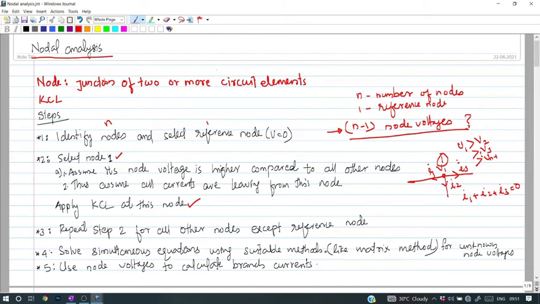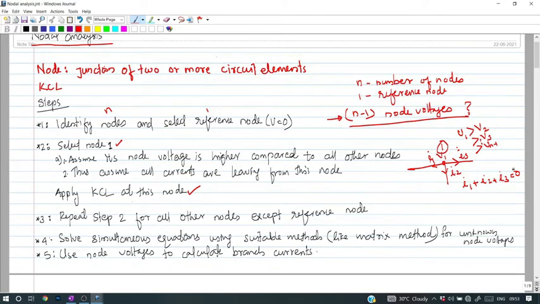We already learned how to use the matrix representation method for solving simultaneous equations. So you can use that one. That is a very easy method. Once we know these node voltages, we can easily find the branch currents I1, I2, I3, I4, etc., depending on the number of branches. So these are the steps to be followed in nodal analysis in order to solve a given electrical network.